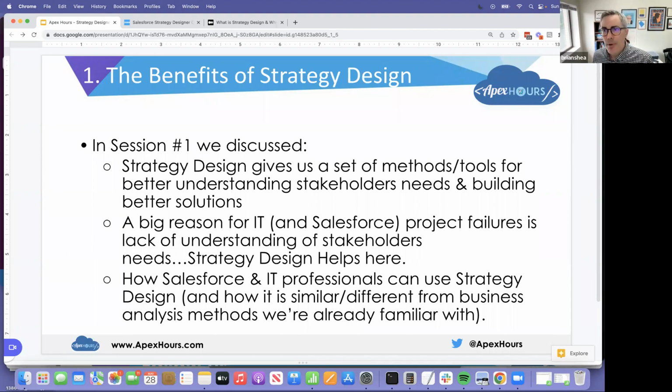We talked yesterday about a big reason why IT projects in general and Salesforce projects fail, which is often tied to a lack of understanding of stakeholder needs. So not totally and deeply understanding what our stakeholders are looking for. And then we build a solution. It might be a very high quality solution, but it doesn't address their underlying needs. And strategy design is a set of tools that really helps us in this space to better understand our stakeholders and what they need.